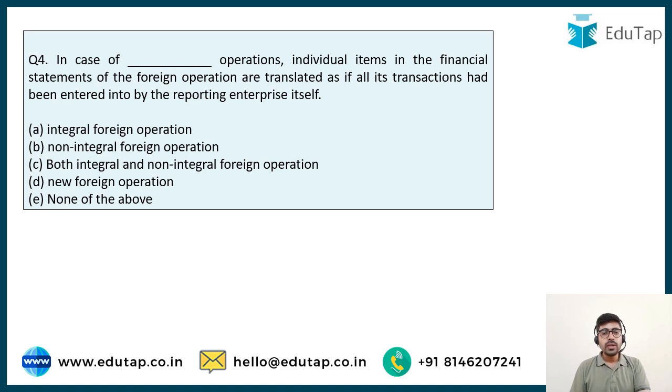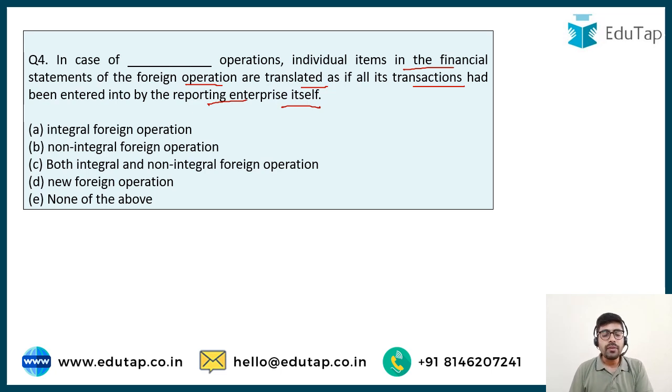Now next question: in case of dash operations, individual items in the financial statement of the foreign operations are translated as if all its transactions had been entered into by the reporting enterprise itself. Integral foreign operation, non-integral foreign operation, both integral and non-integral foreign operation, new foreign operation, or none of the above.